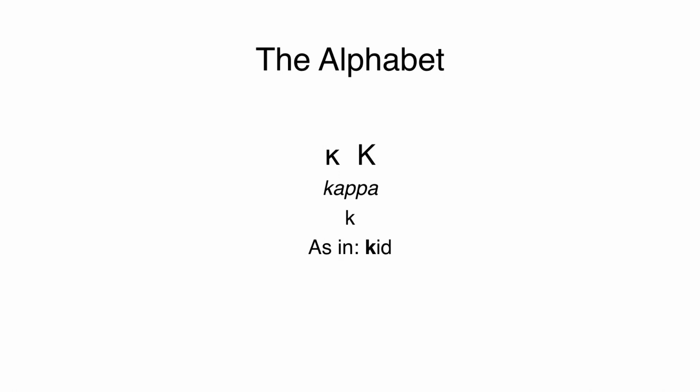Next we have kappa. The lowercase kappa is written like our English K, but in English we would have a longer stem for the lowercase. That's not the way it's written in Greek. The lowercase kappa really just looks like the uppercase kappa, but a smaller version of it. And the uppercase kappa is just like our capital letter K. In both pronunciation systems, this is just like our English letter K in kid.